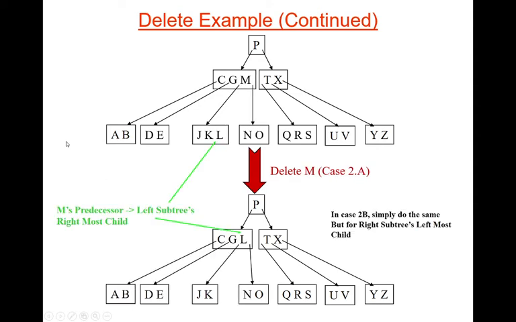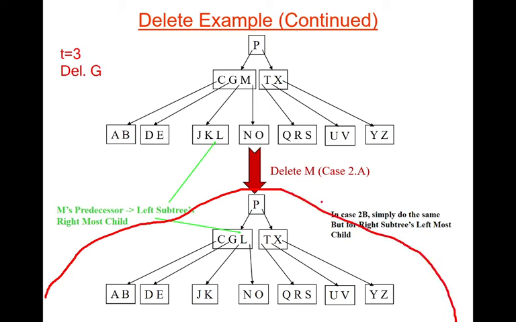So the next key which we are going to delete is, oh sorry, I forgot, it is G, right? t is equal to 3, and we have to delete G from this tree, right? Now if you see here, okay, this G is not here, we can go down. Now G, if you see here, G is here.